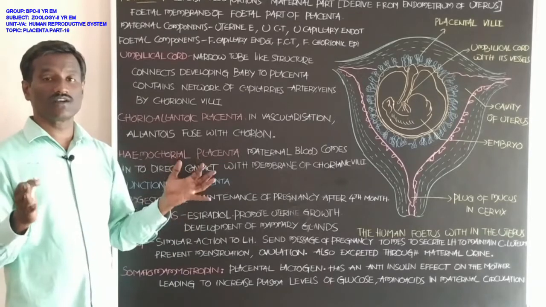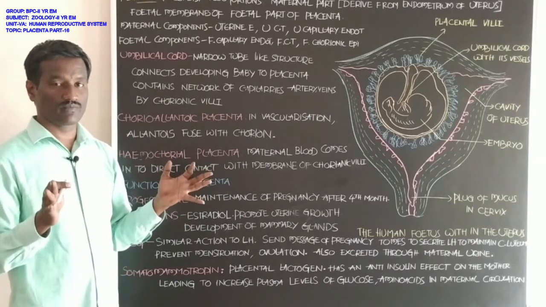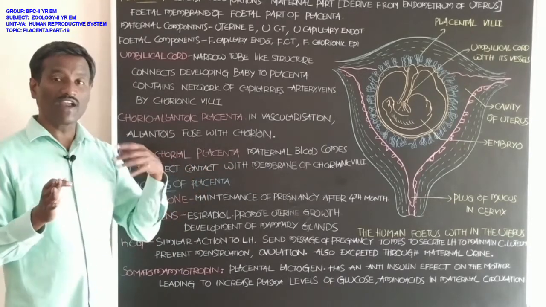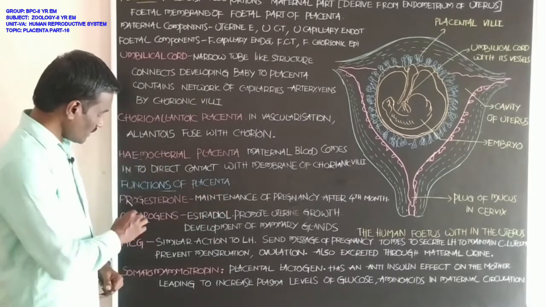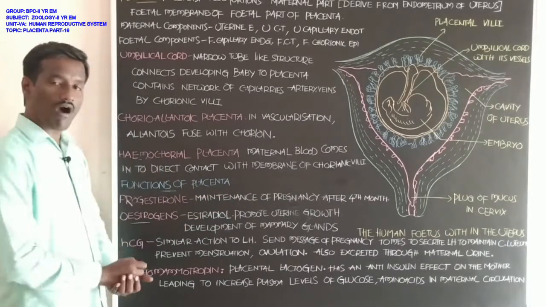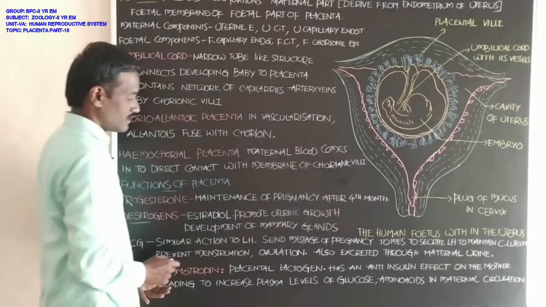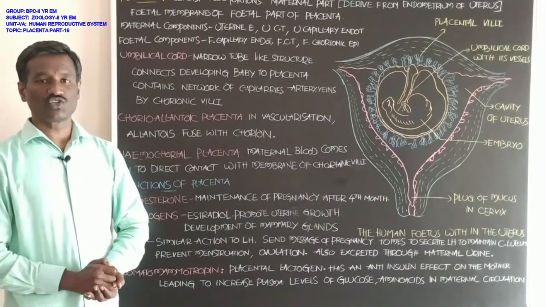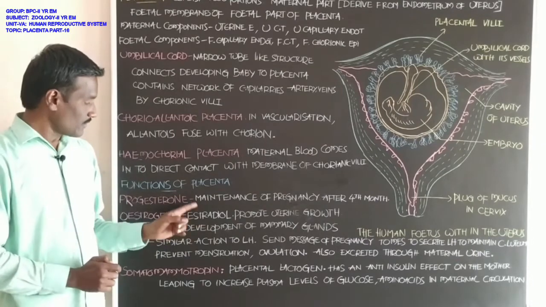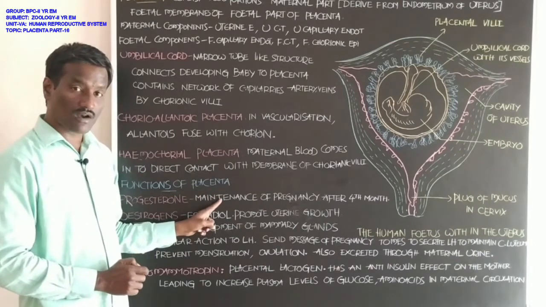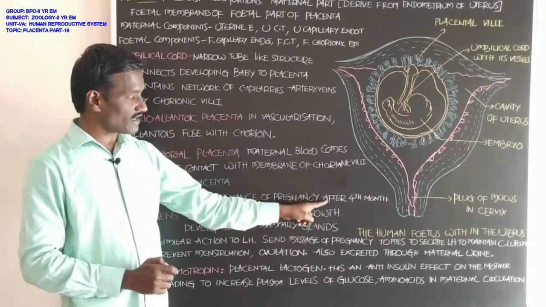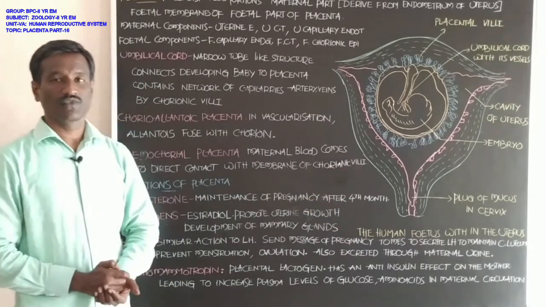The placenta secretes different types of hormones for the maintenance of pregnancy. Among these, progesterone is one hormone. It maintains pregnancy after the 4th month. What is the function of progesterone? Progesterone helps in the maintenance of pregnancy after the 4th month.